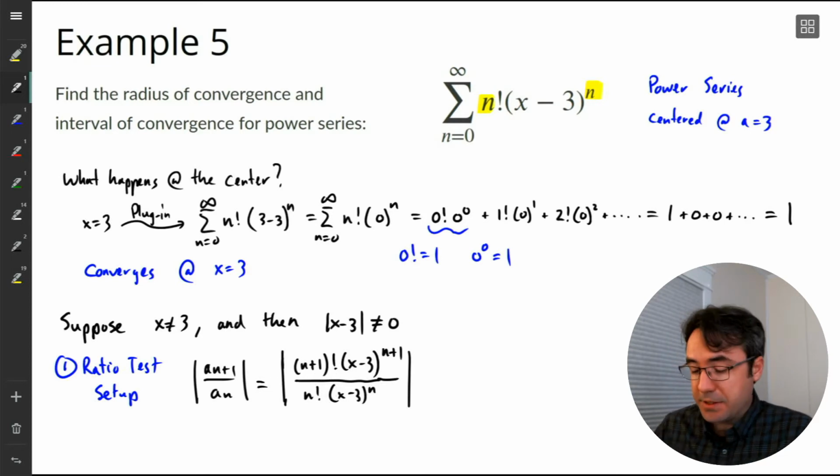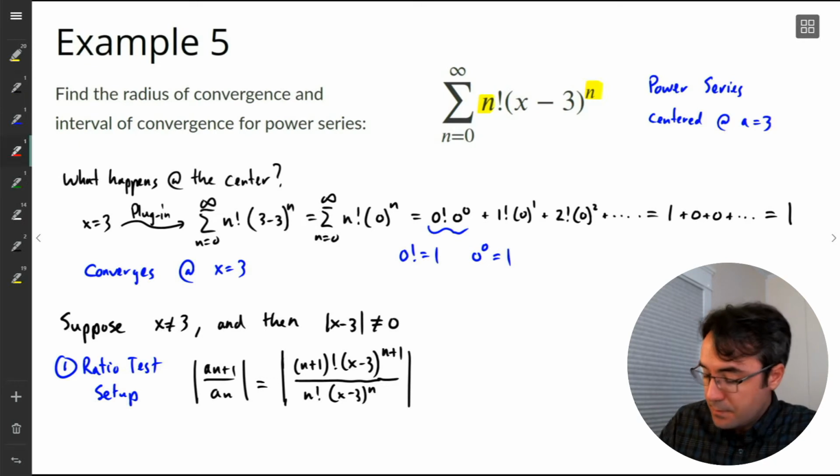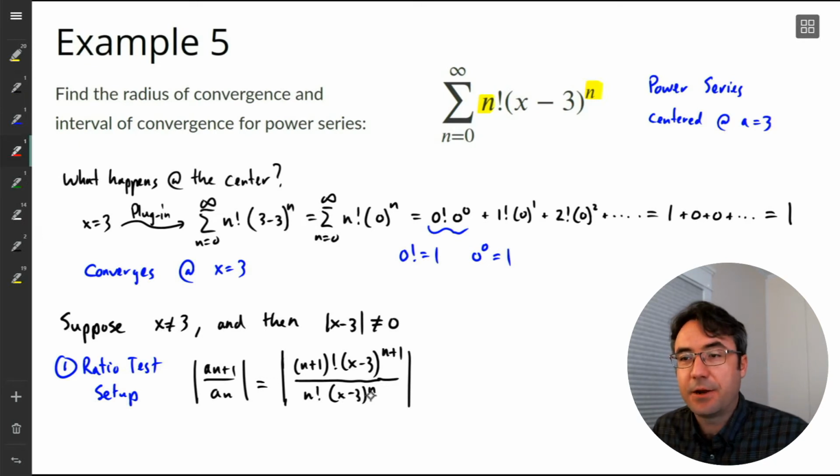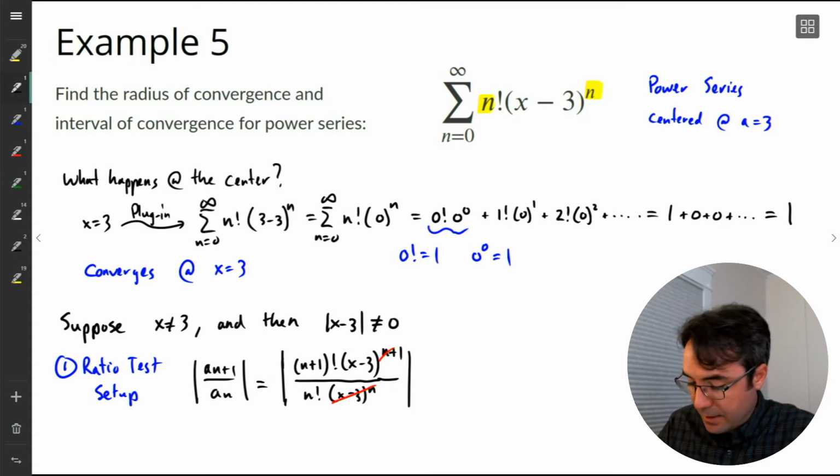Now, there's a bunch of canceling that's going to happen. There's n copies of x minus 3 in the bottom, and n plus 1 copies in the top. So almost everything is going to cancel, and we're going to have 1 left over. And then the factorials: we have n plus 1 factorial divided by n factorial. There's going to be some canceling there.